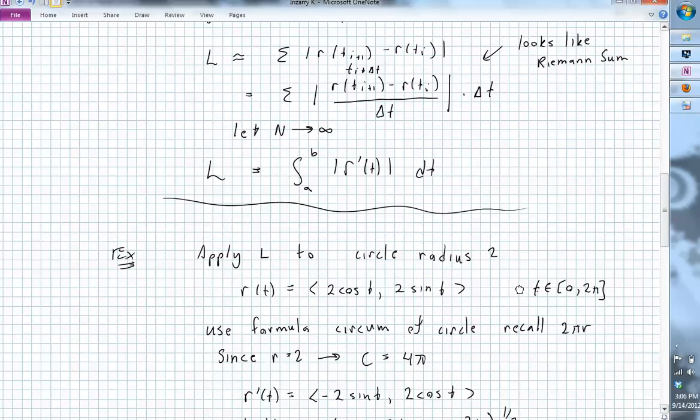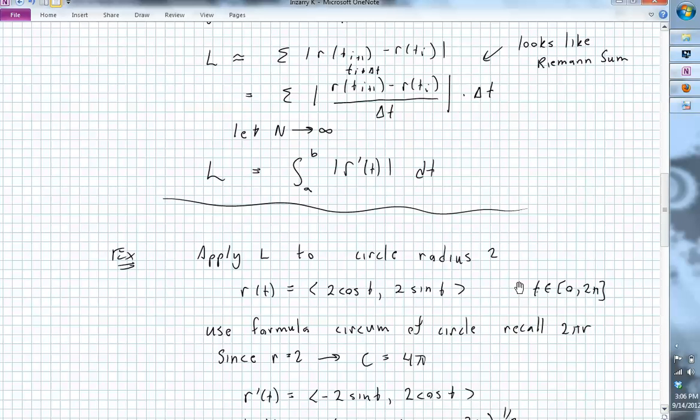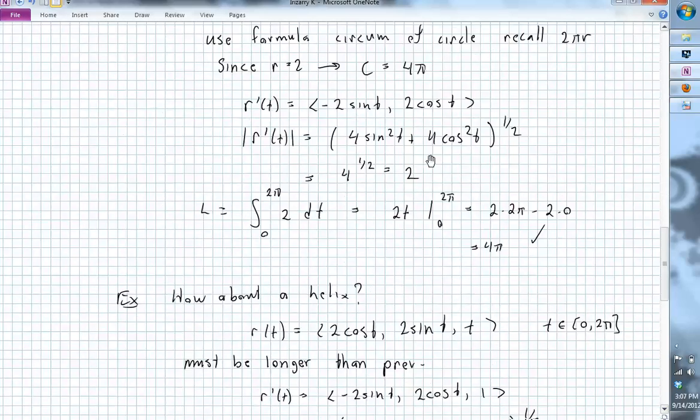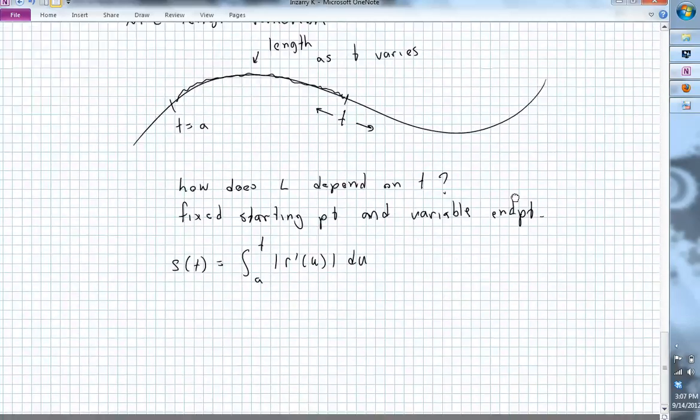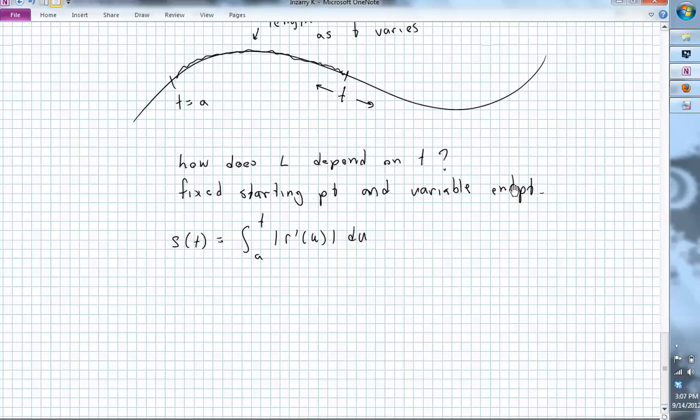let's go back to this formula. The original formula was the integral from A to B of the magnitude of R prime of T, dt. What's different down here? I'm using U as my dummy variable. Why? Because I've got a T in my limit of integration, and that's just good etiquette. So that U is simply a dummy variable to make this work.